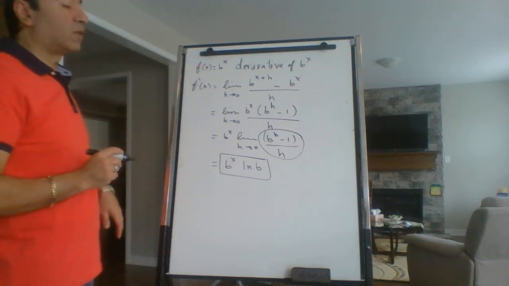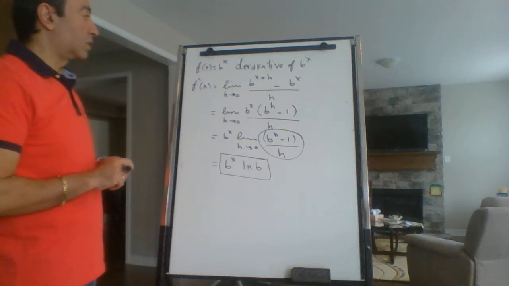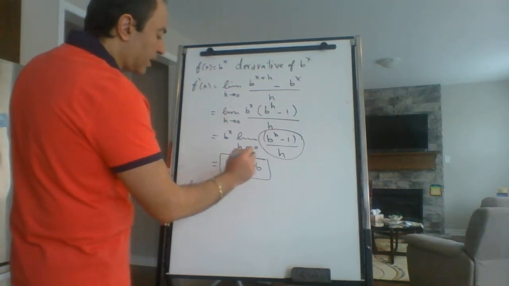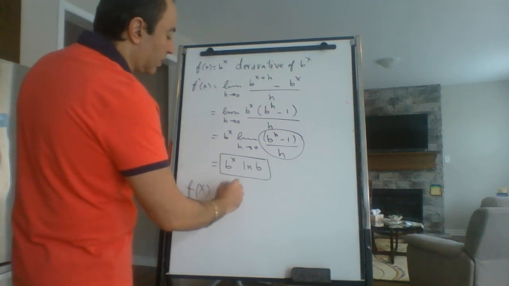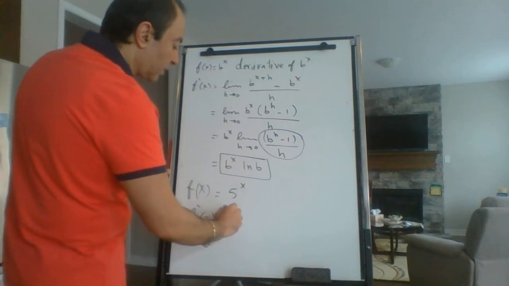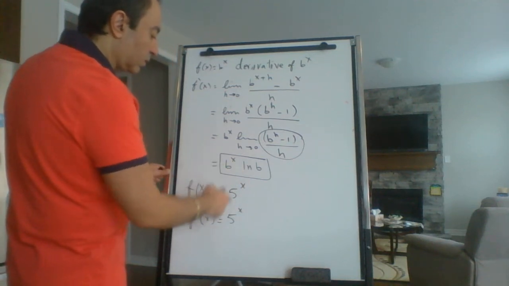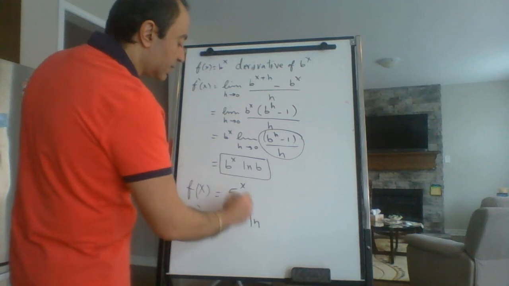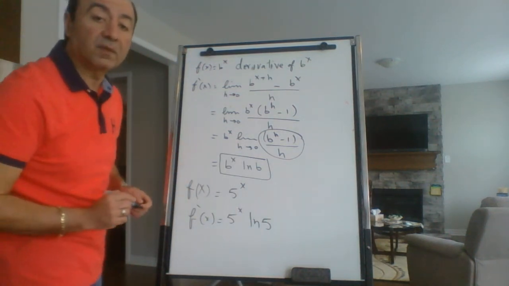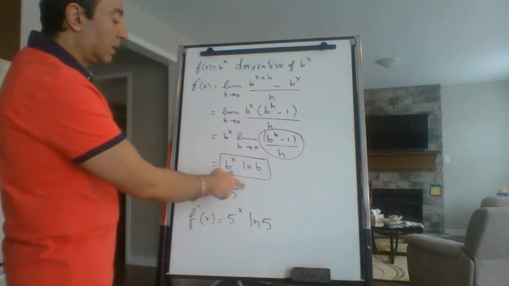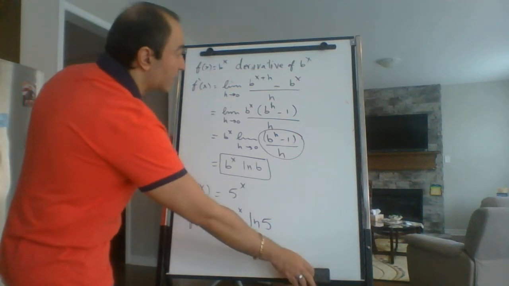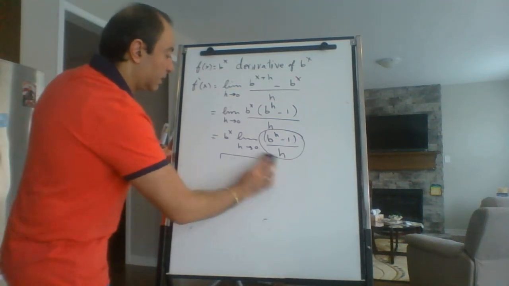So if I want to find the derivative of the function b to the power of x, let's say f of x equals any number other than e, so 5 to the power of x. f prime of x will equal 5 to the power of x as it is, so 5 to the power of x, times ln of the base. That's it. So the only difference is we are going to multiply b to the power of x with ln of the base. Okay, this is the thing.